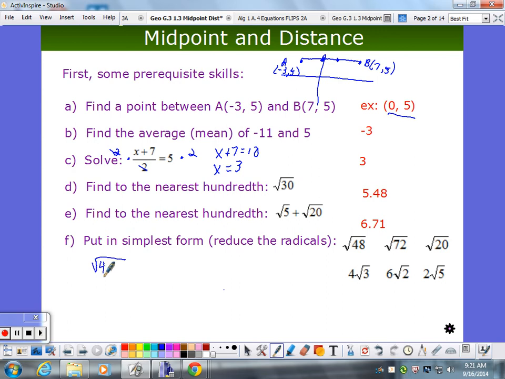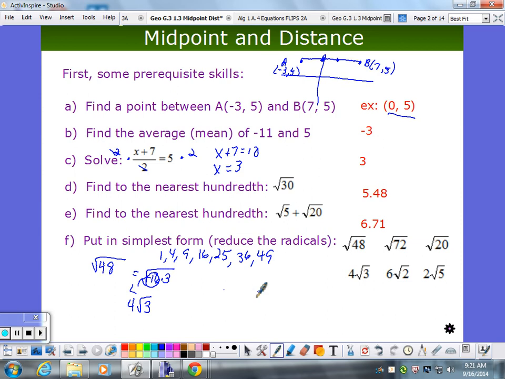You may have learned two methods. One method is to think of all the perfect squares. I'm just going to write the first few of them: 9, 16, 25. Then we ask, is there a perfect square factor? What's the biggest perfect square factor? 48 is 16 times 3. Then the square root of 16, I can take out as 4, and the square root of 3 stays inside. So that's one way of doing it.